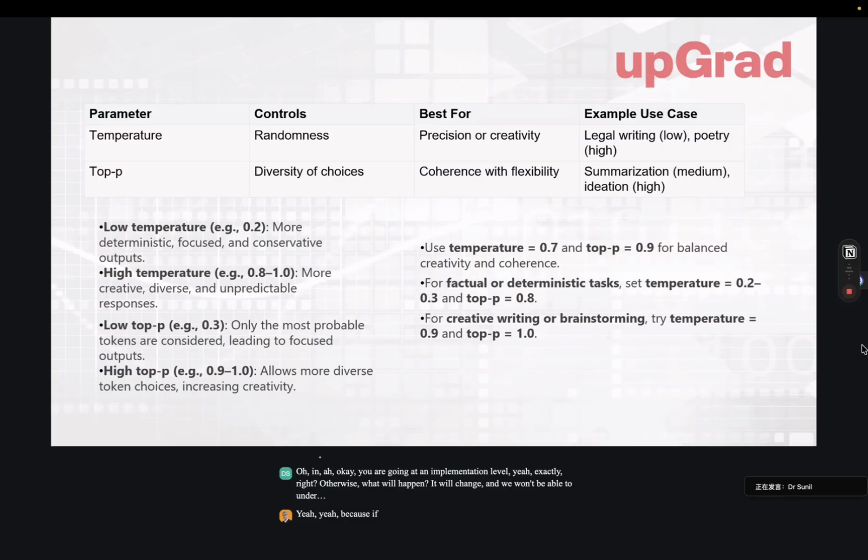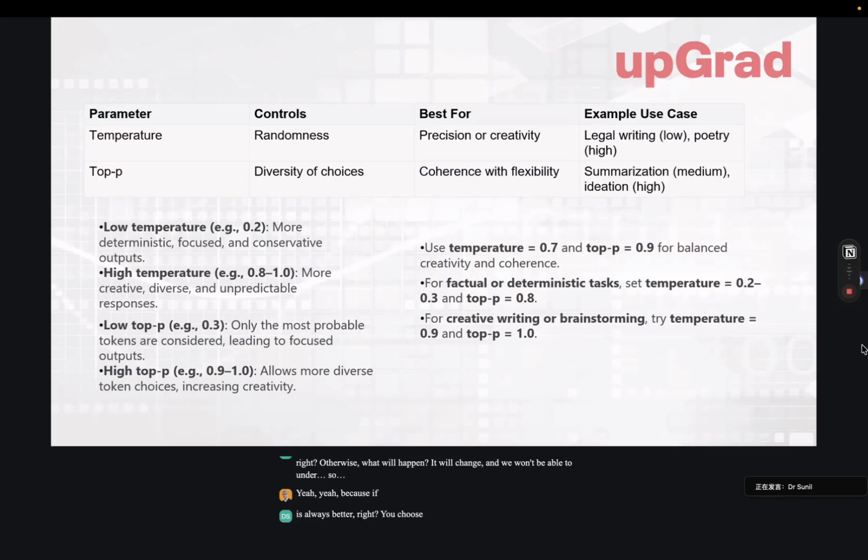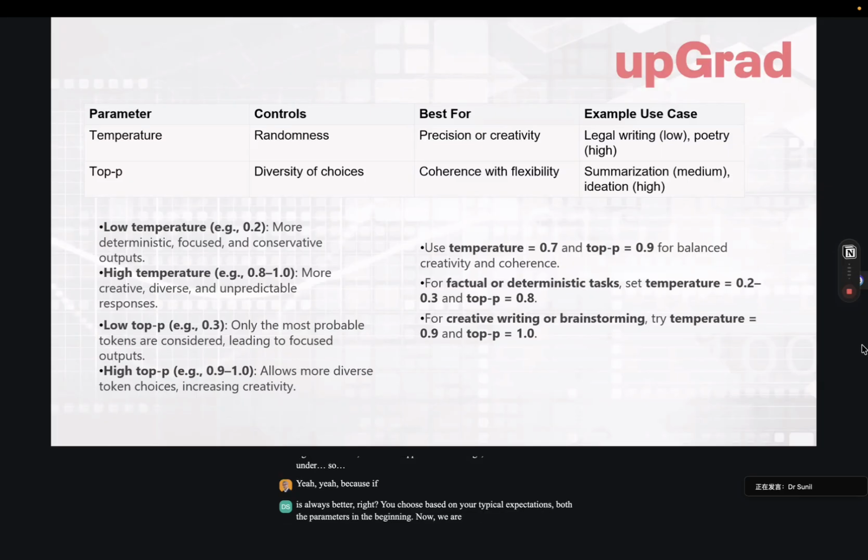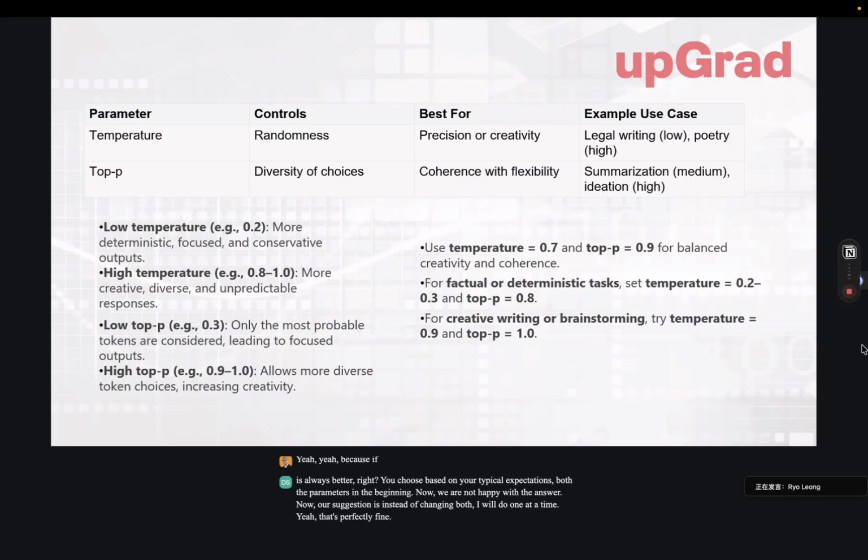So it's always better, right? You choose based on your typical expectations, both the parameters in the beginning. Now you are not happy with the answer. Now your suggestion is, instead of changing both, I'll do one at a time. Yeah, that's perfectly fine. Okay, thank you.